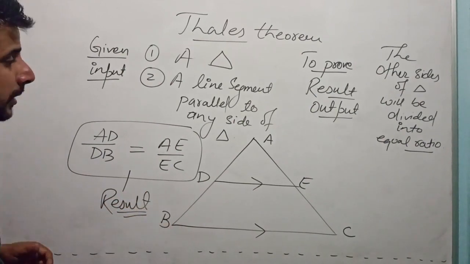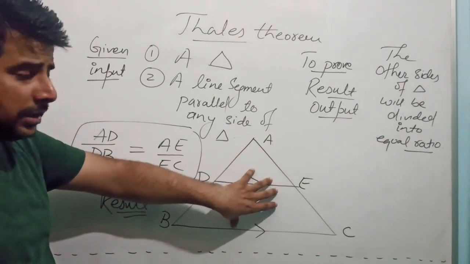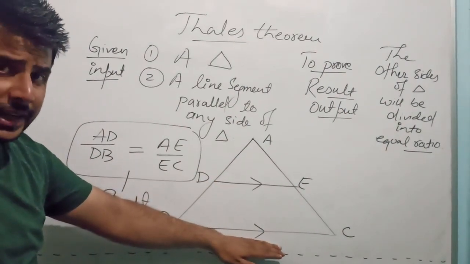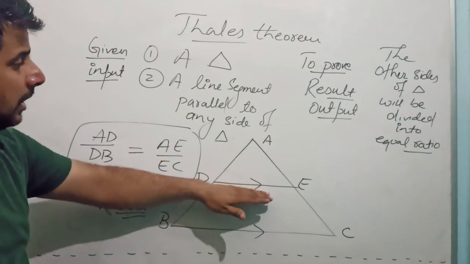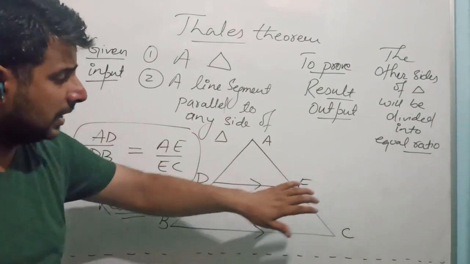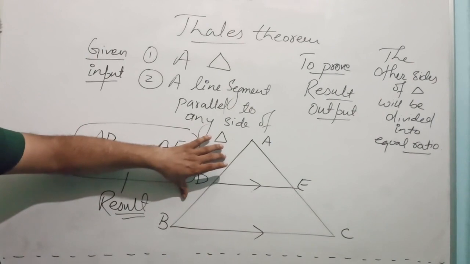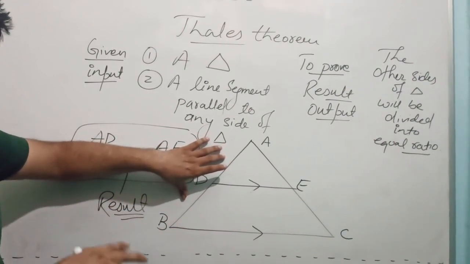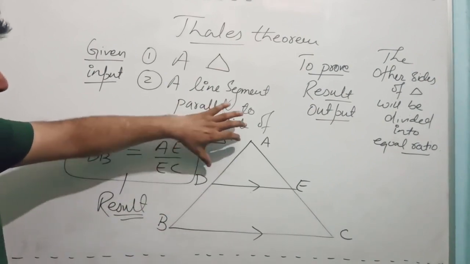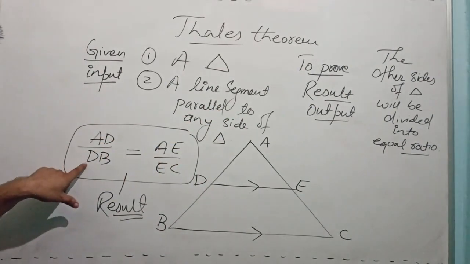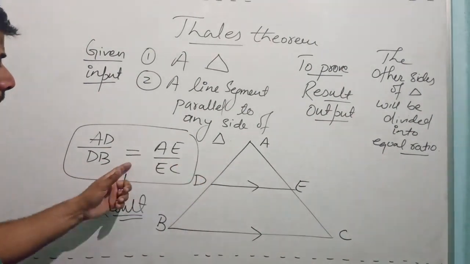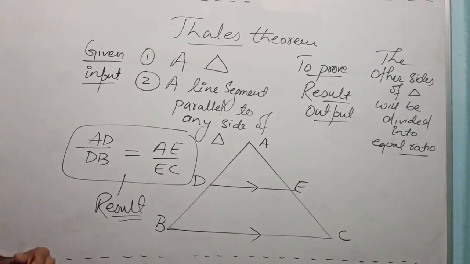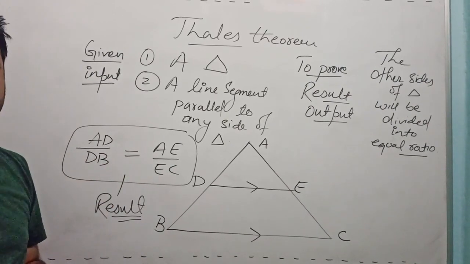Means, my dear, if you take a triangle and a line segment parallel to one side, then this line segment will divide the other sides into two parts, not equal, only two parts. So these two parts, when taken into ratio form, the ratio will be equal, right? So this is the result of the Thales theorem.